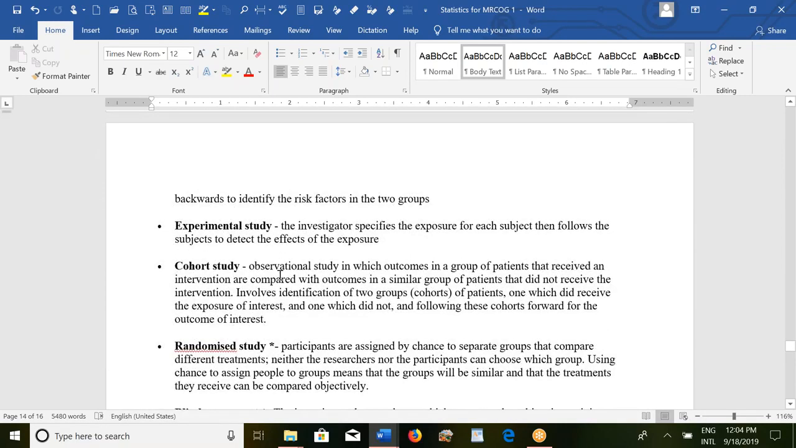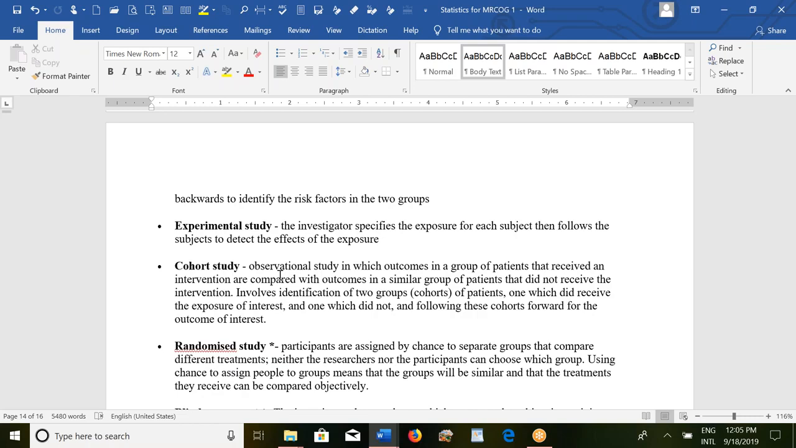Okay, then there will be experimental studies. Here the investigator specifies the exposure for each subject, then follows the subjects to detect the effect of the exposure. Like you have told that this group has taken some drugs, so you will see in the future whether they develop any problem. Like someone has taken methotrexate, so you will observe them for the next 5 years to see whether it is going to cause some abnormality in the babies or not. So that will be an experimental study. So what is a cohort study?